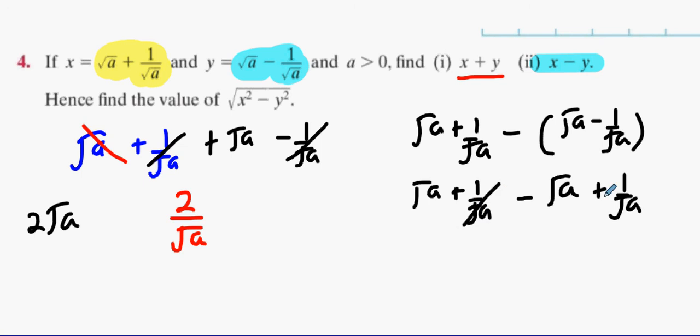They cancel. What did I do there? They don't cancel. They're both pluses. The two of them cancel, and you get 2 over root A. Is everybody happy? That is the 2 root A for the answer of part 1, and 2 over root A for the answer of part 2. Yes.